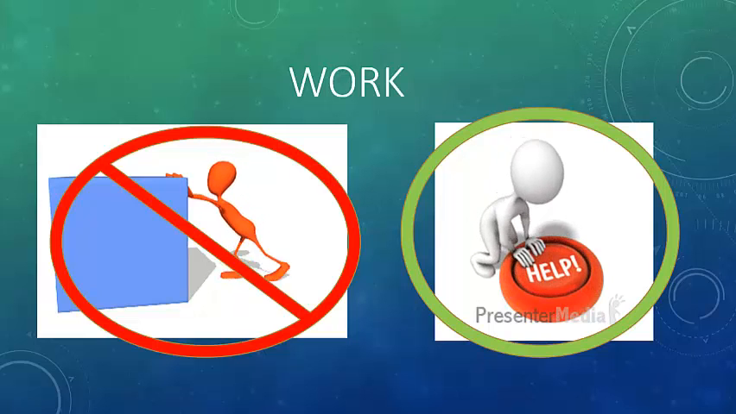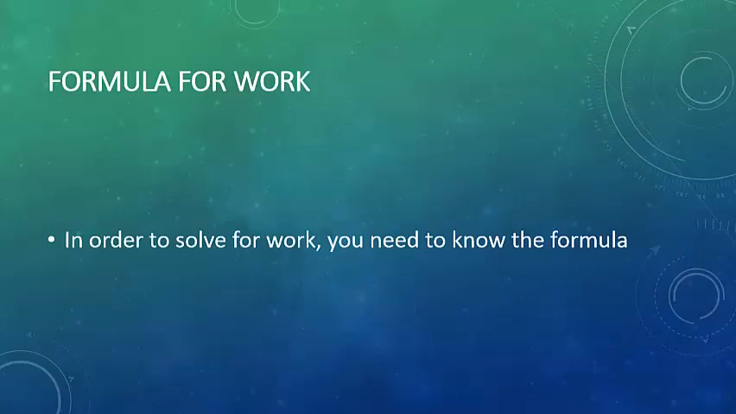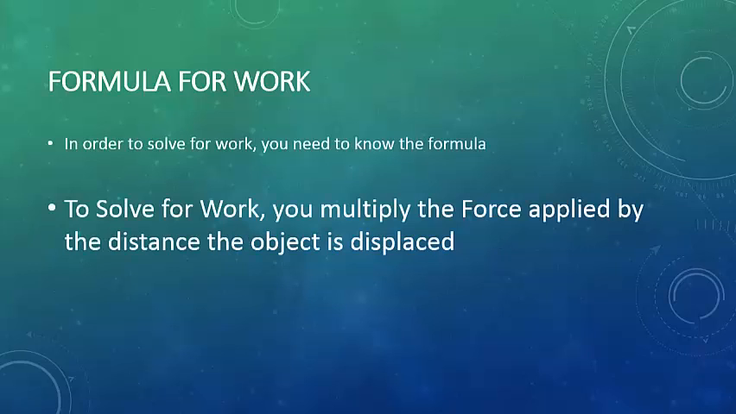So, now that we got this information, now that we got our definition down, we can look at getting ready to solve it. So, while we're getting ready to solve, we need to know our formula. In order to solve for work, you need to know the formula. The formula for work is you multiply the force applied to the object by the distance the object is displaced or moved.